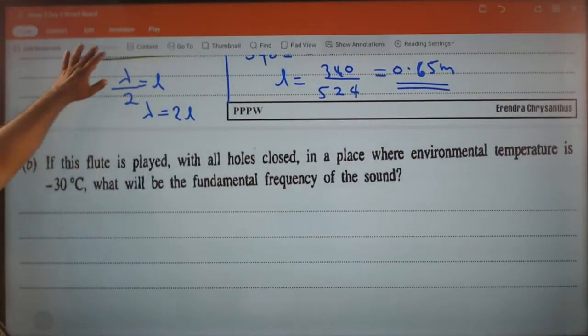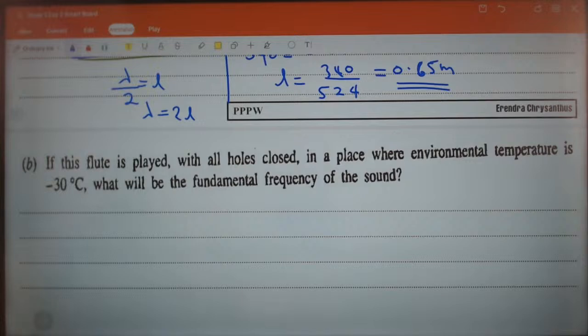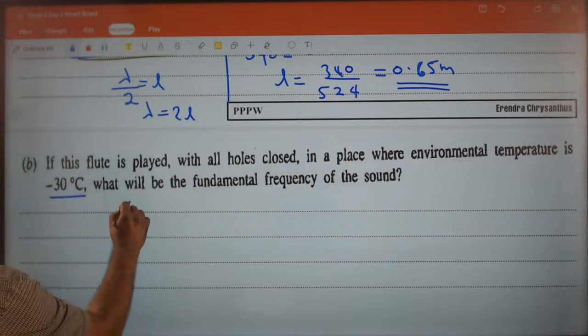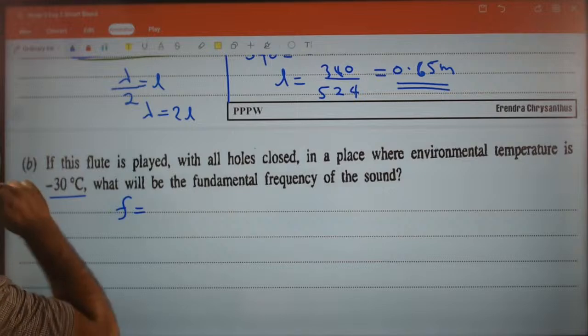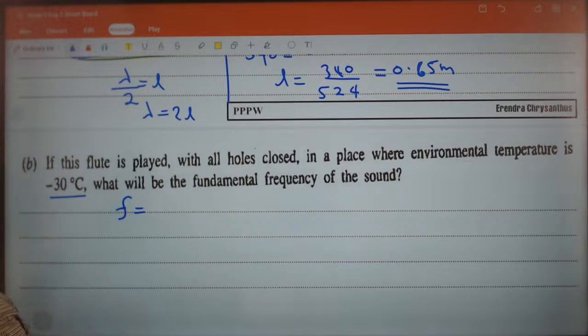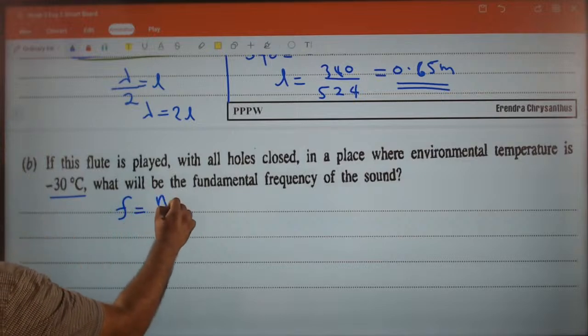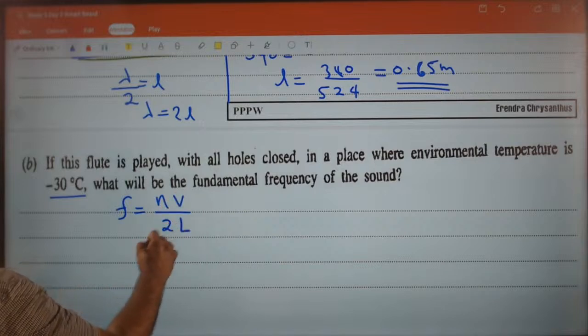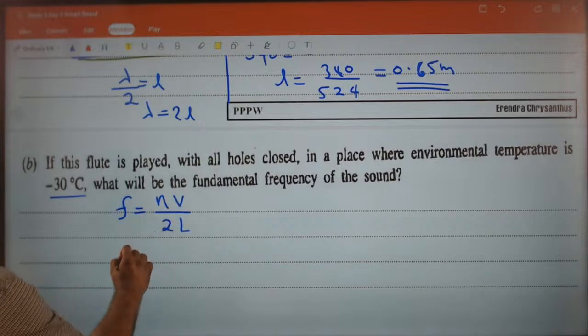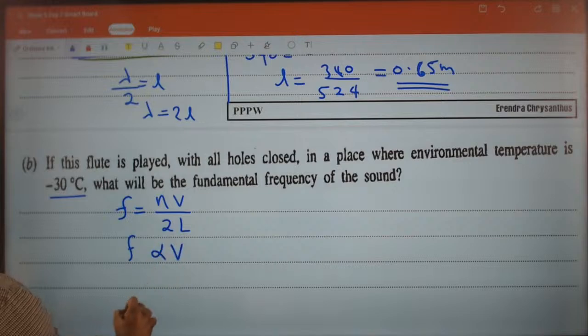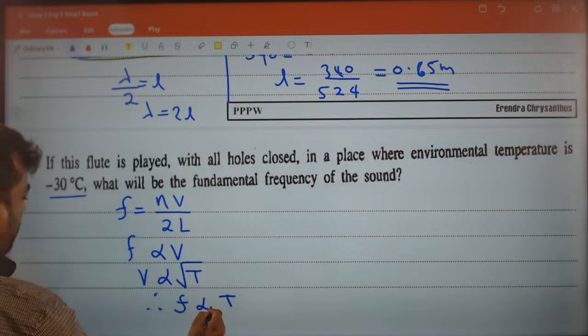If the flute is played with all holes closed in an environment temperature of minus 30, what is the fundamental frequency? Frequency, you can see, for an open tube is nV over 2L. F is proportional to V. V is proportional to square root T. Therefore, F is proportional to square root T. Look at the board carefully.